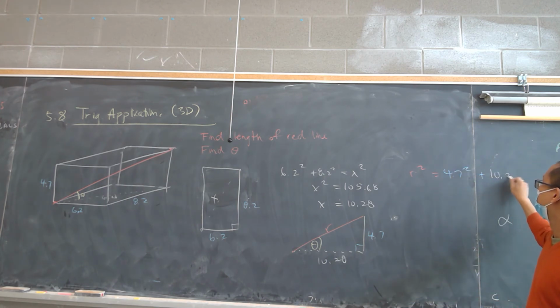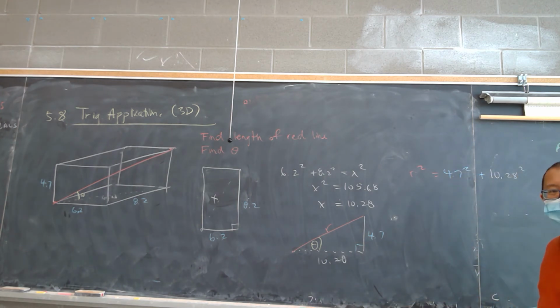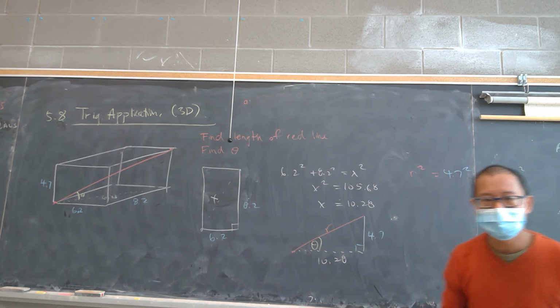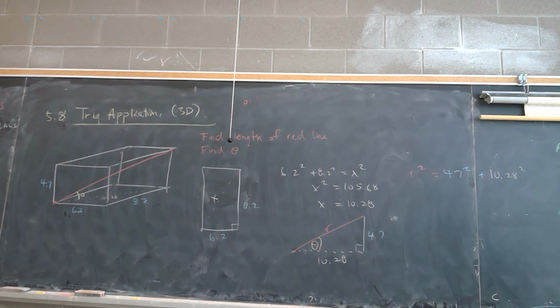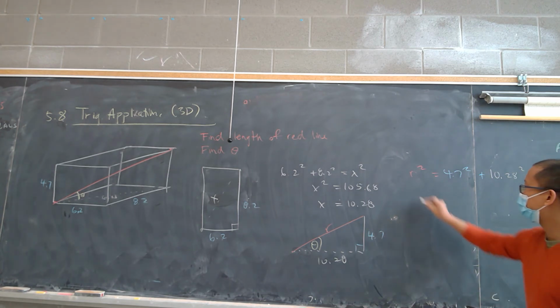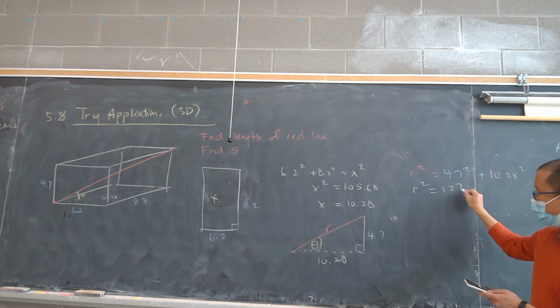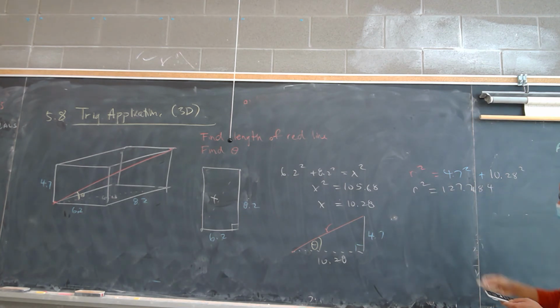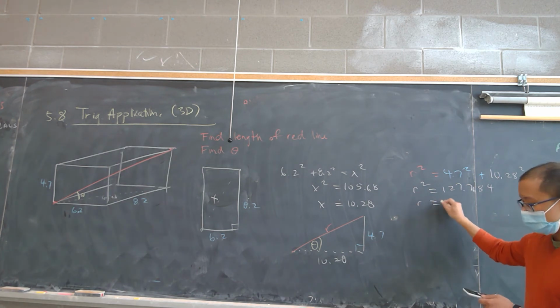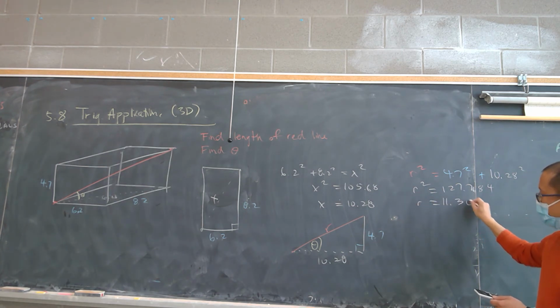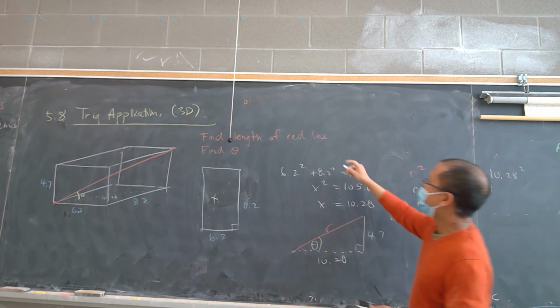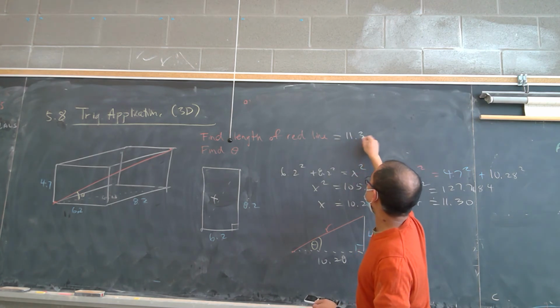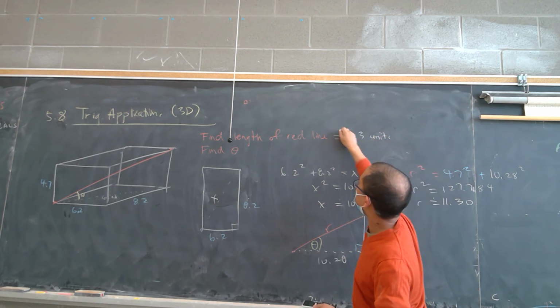Let's just do it really quickly. 4.7 squared plus 10.28 squared. You get r squared is equal to 127.7684. Square root both sides. Now r equals 11.3. So the length of the red line is 11.3 units. We're just going to one decimal place.